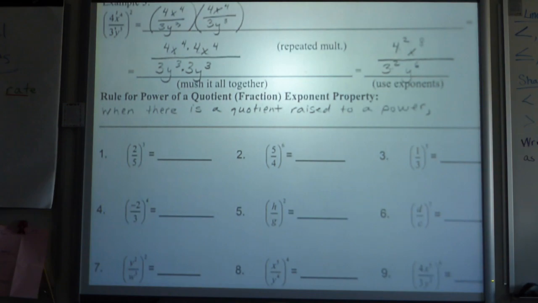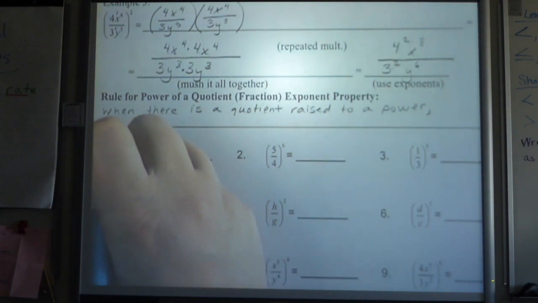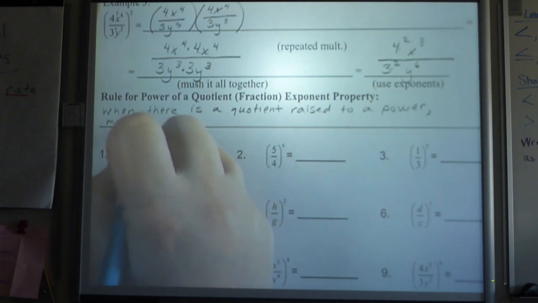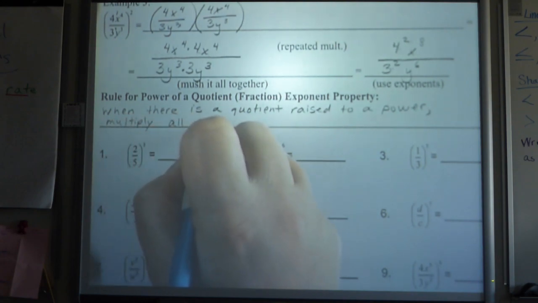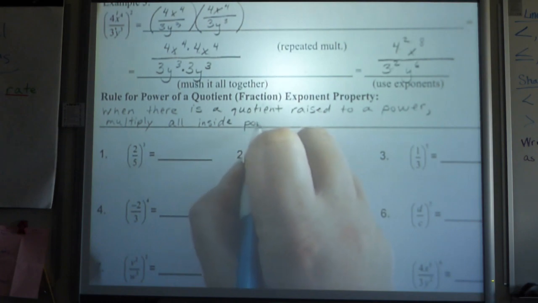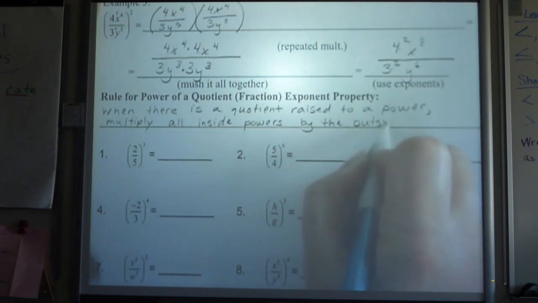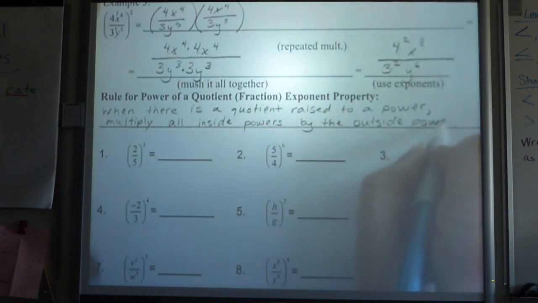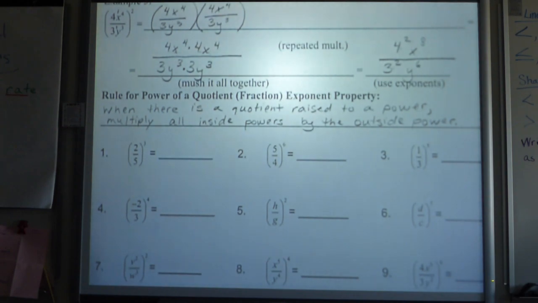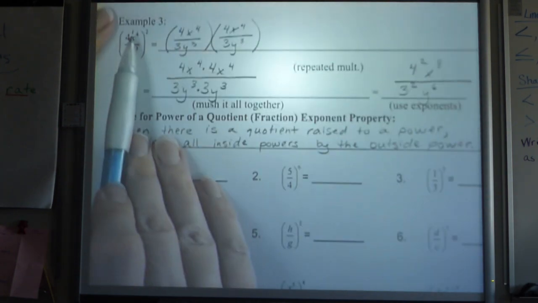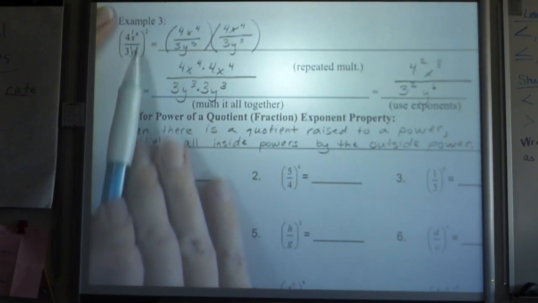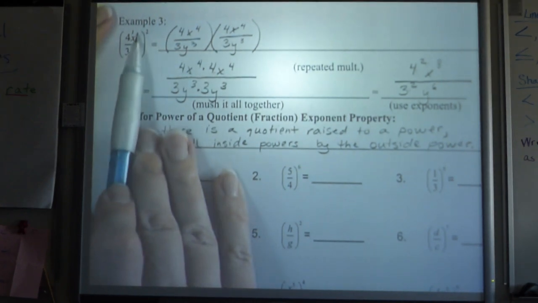Okay, and how I finished that was I said when there is a quotient raised to a power, multiply all inside powers by the outside power. We'll look at a more formal definition of that later, but when we have power to a power here, even when we have a quotient inside, everything is going to end up getting raised to that power.